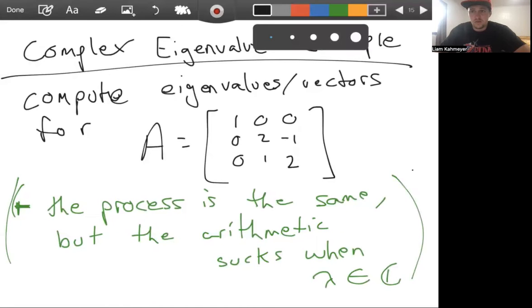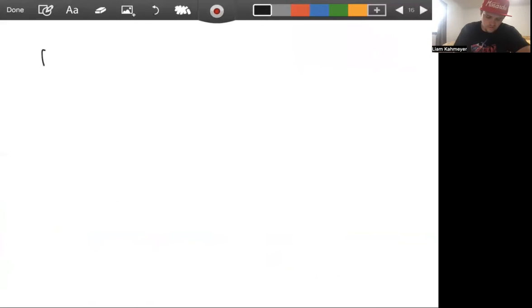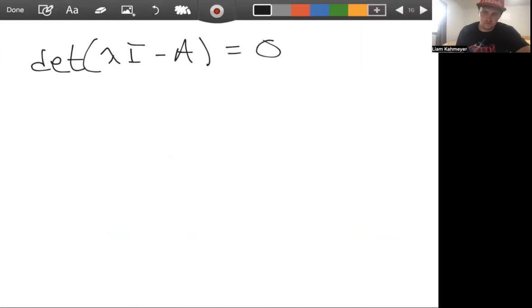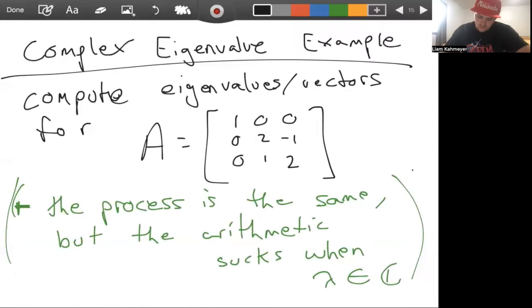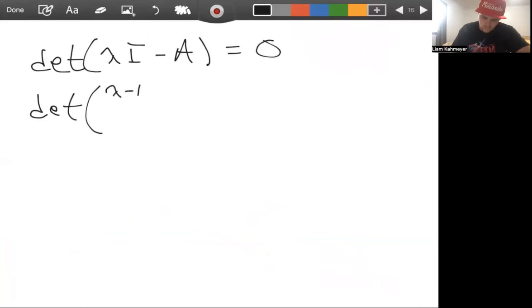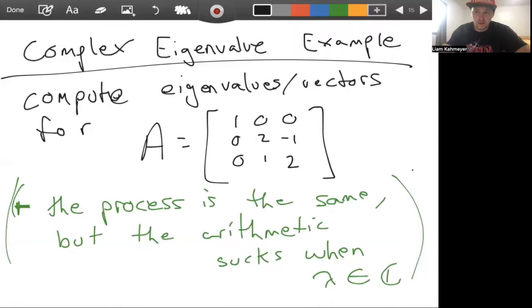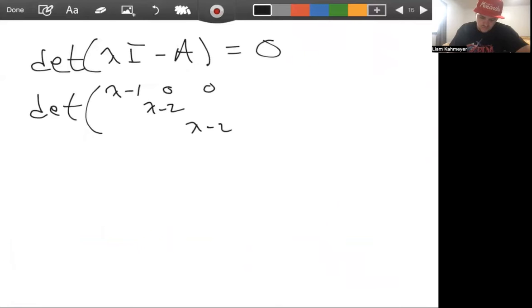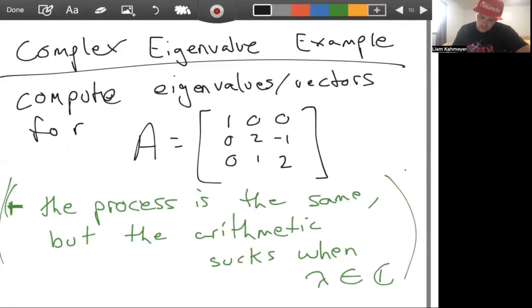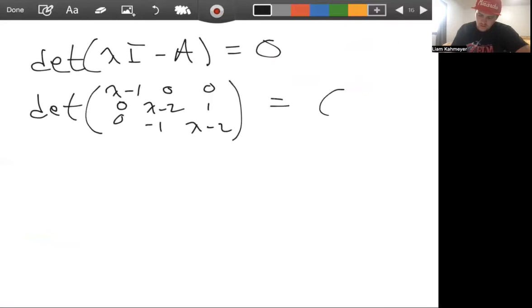Well, how do we find eigenvalues? Or how have we found eigenvalues before? Well, we find the roots of the characteristic polynomial, which is the determinant of lambda I minus A equals 0. That's the determinant of a matrix with lambda minus 1, lambda minus 2, lambda minus 2 along the diagonal. And then for everything non-zero, we flip the sign. So we have 0, 0, 0, 0, and then negative 1, 1. We're finding the determinant of this matrix, which is equal to 0.